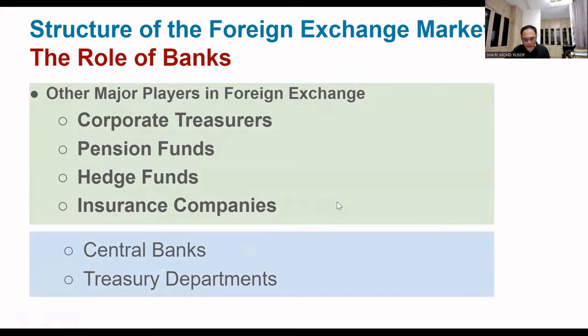Insurance companies, all these are major players in the foreign exchange. They move from one market to another market and involve capital flow. So banks and institutional investors in one market are in constant contact with their counterparts to seek the best currency prices so that they can actually make money.